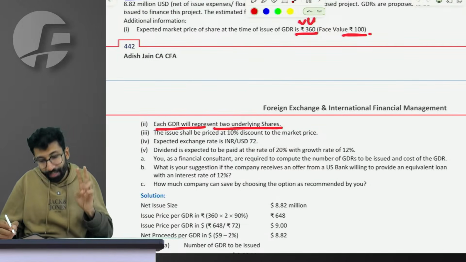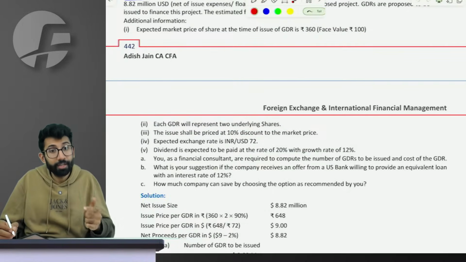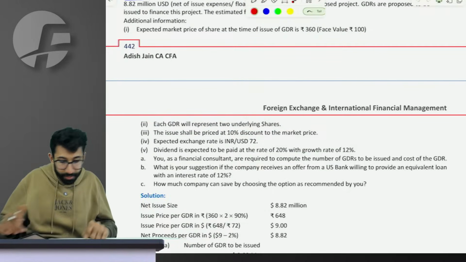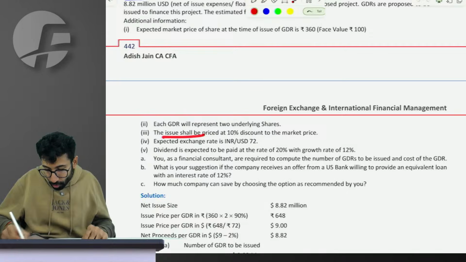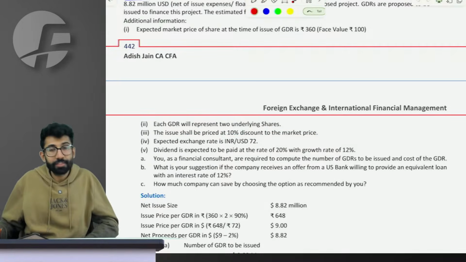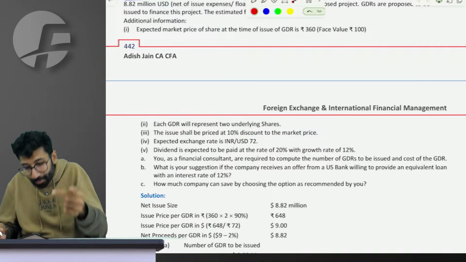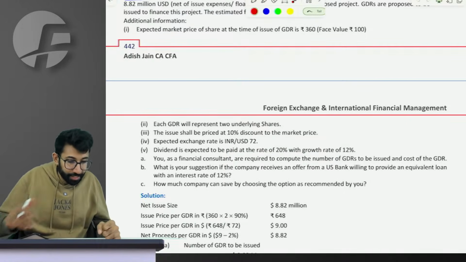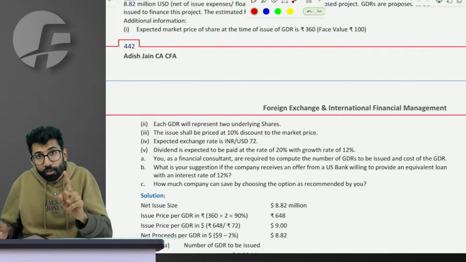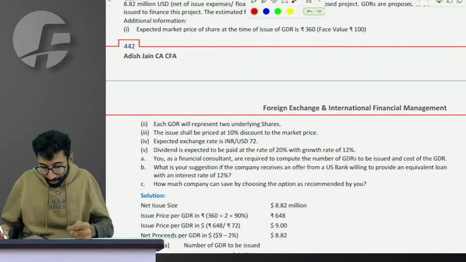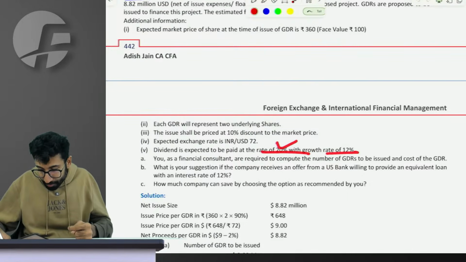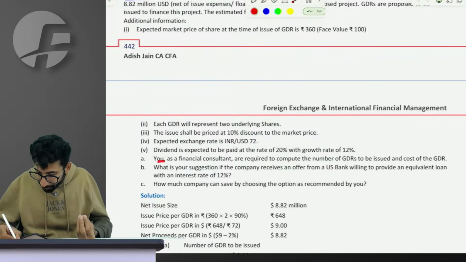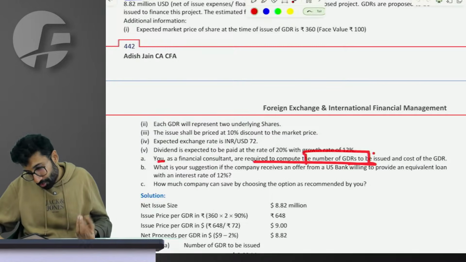Each GDR will have 2 shares. Fine. So 1 GDR in rupee terms is how much? 360 into 2, 720. The issue will be at 10% discount. So minus 10% is 648 rupee being the issue price. Since the rupee per dollar rate is 72, divide by 72 to give me $9 being the issue price of each GDR. Dividend being 20%, growth rate being 12%. Find the number of GDR to be issued.